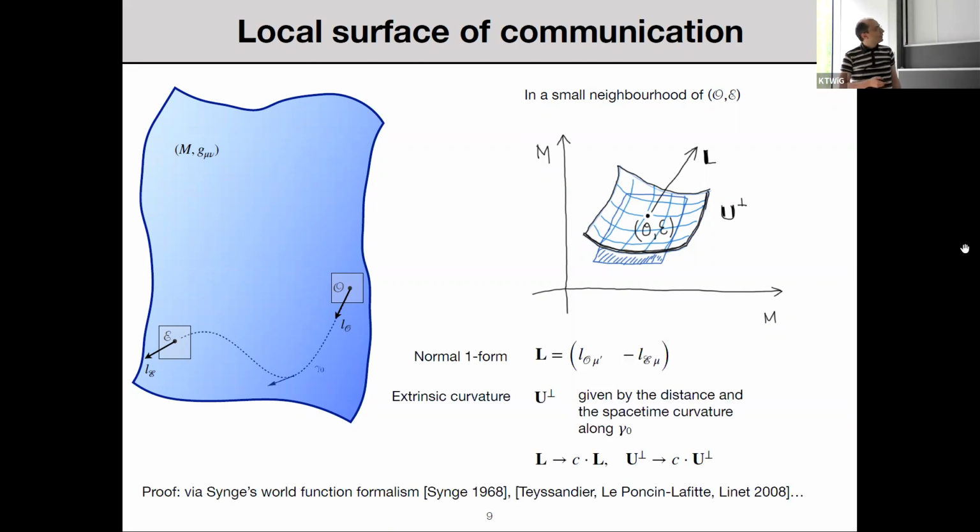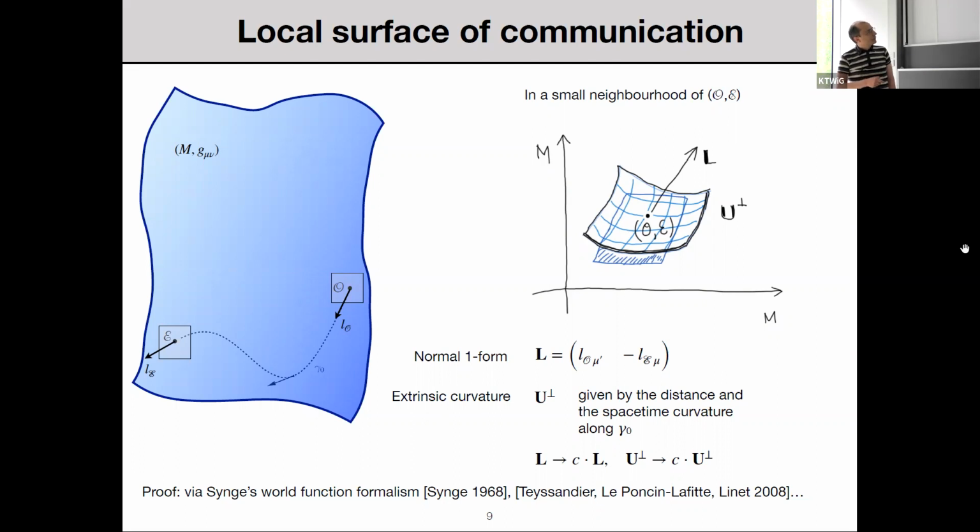And now comes the interesting part. In fact, it's very easy to find the equation for the normal vector. Basically, you take this connecting geodesic, you take the tangent vectors L_O and L_E, you lower the indices, and here you've got the normal vector, or precisely the normal 1-form. Now the extrinsic curvature is given, strictly speaking, by the distance between these points plus the curvature corrections here. I will later show exactly how. This is a bit complicated, but in the end, you can express it as a function of curvature along the line of sight.